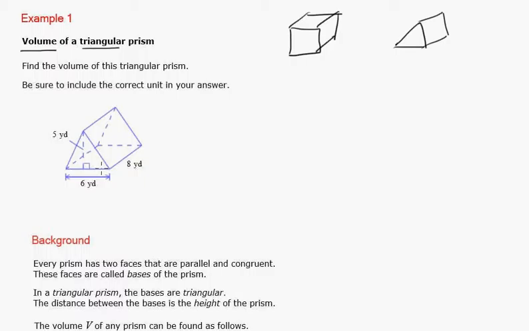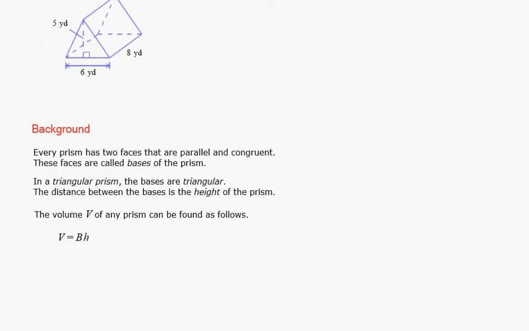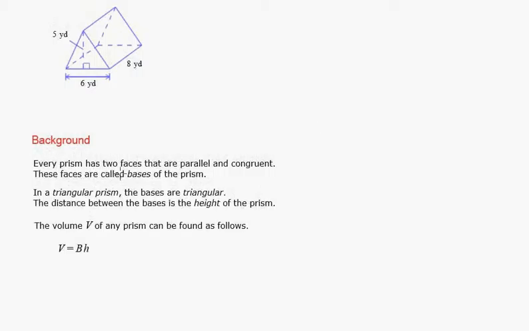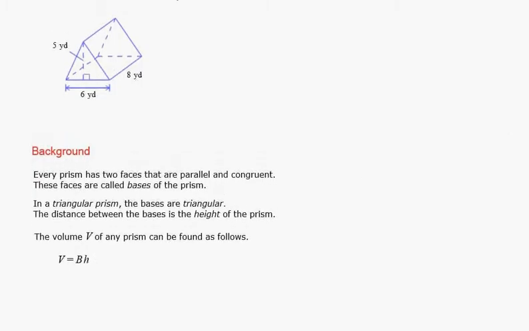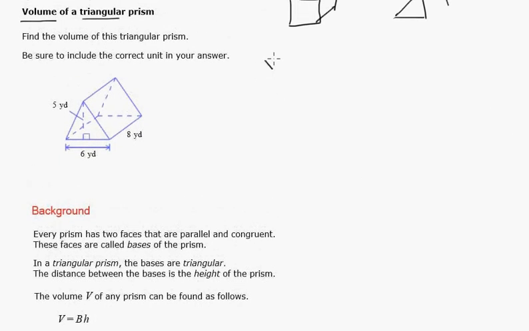So what we do, we use a formula. Let's see, we got some background information. Every prism has two faces. Okay, we have a face here and a face in the back. Think of it. And there's congruence. Those triangles are congruent. Okay, the bottom line is the volume. The volume is equal to what we call the base times the height.